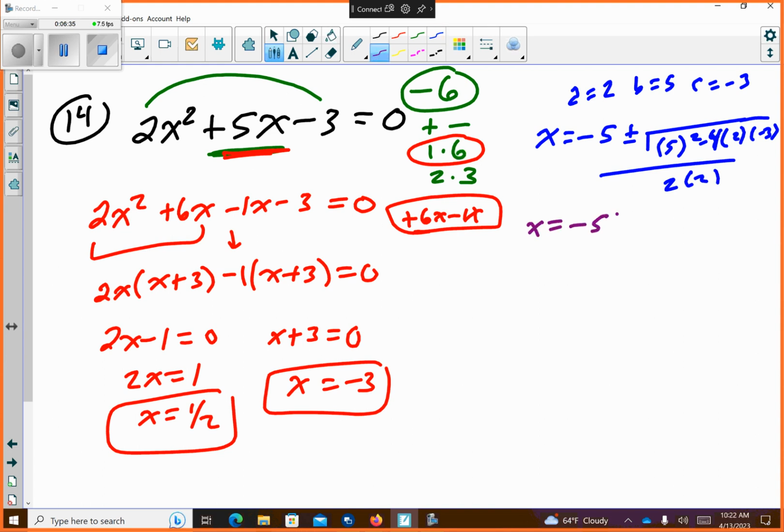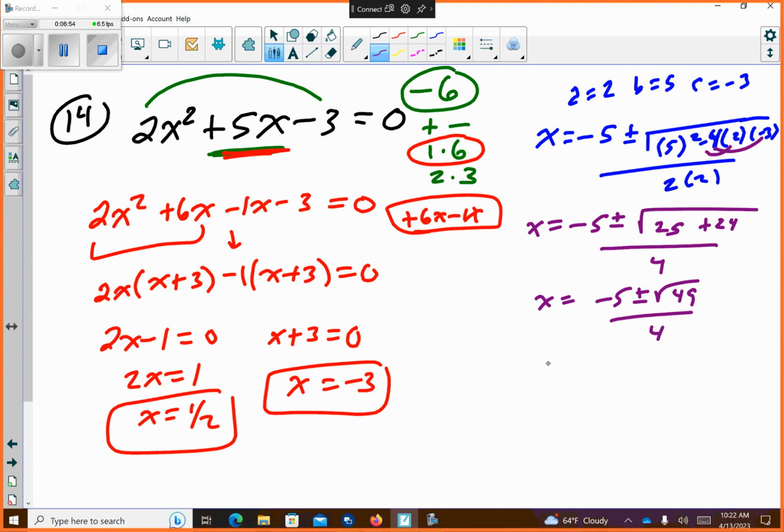So you go through and you do the math. You get negative 5 plus or minus the square root of 5 squared, which is 25. Negative 4 times 2 is negative 8. Negative 8 times negative 3 is positive 24, over 4. X equals negative 5 plus or minus the square root of 49 over 4. Square root of 49 is 7. Agree? And then I'm going to go negative 5 plus 7 over 2. So that's going to give me 2 over negative 5 plus 7.